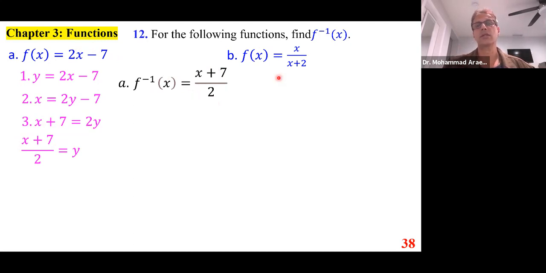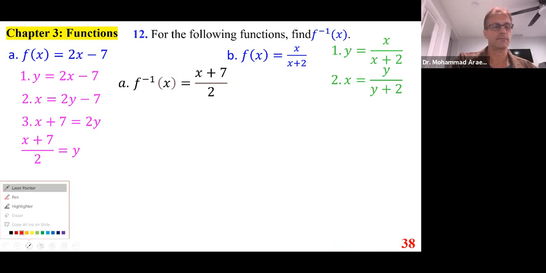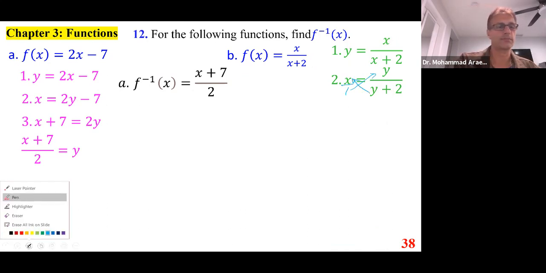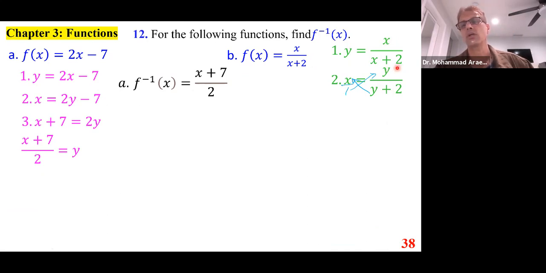We do exactly the same thing here. Number one, we call it y because it makes life easier. And number two, we are going to interchange x and y. So this becomes x, this becomes y, and now we do the cross product. So this is what I mean by cross product. So 1 times y is y, x times y, and x times 2. We are going to move it such that we can solve for y, okay?